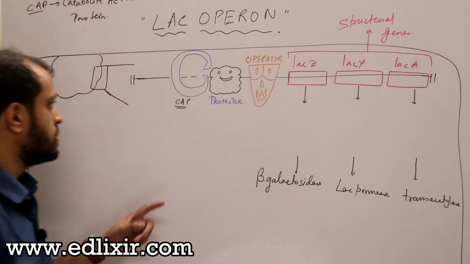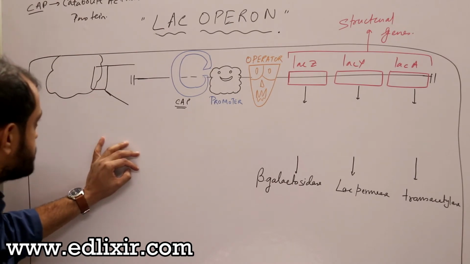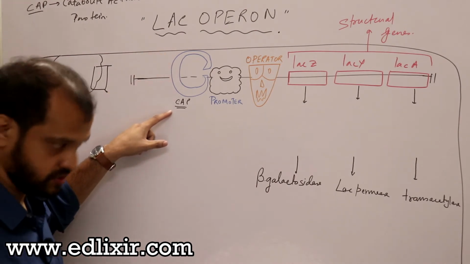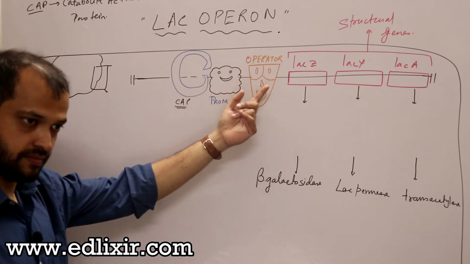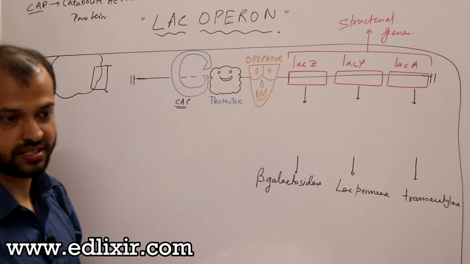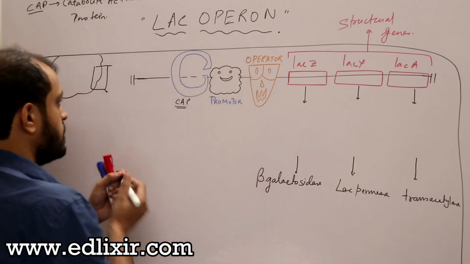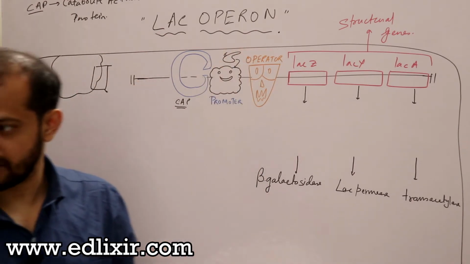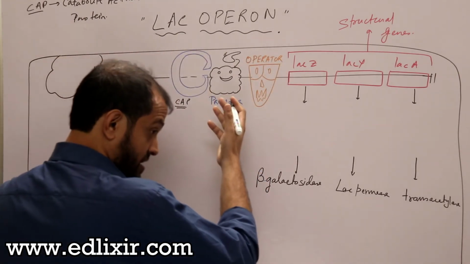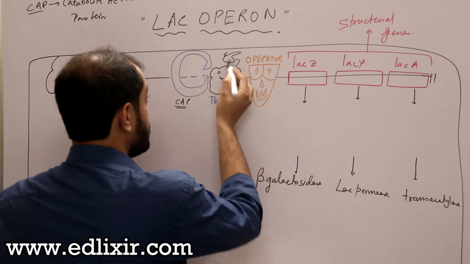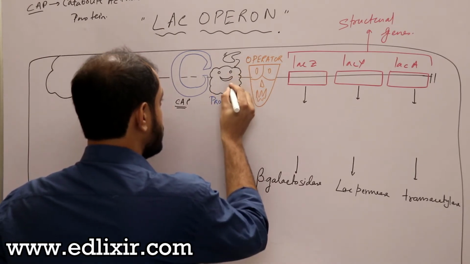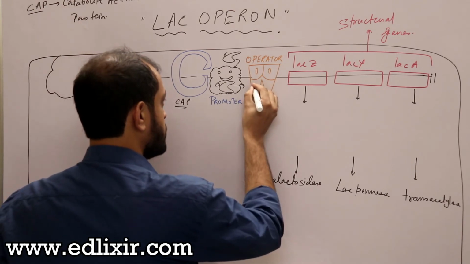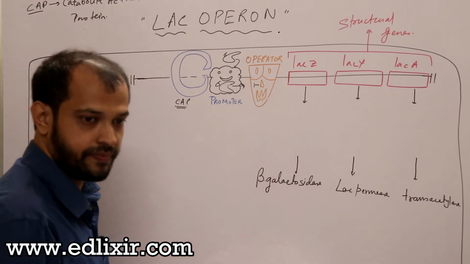Okay, now listen. The point you need to understand is that the CAP region actually helps in transcription. How, we will talk about that. The operator inhibits transcription and the promoter is the area where RNA polymerase sits. RNA polymerase will sit here together with sigma. We already discussed in transcription, what is the role of sigma? What is the role of RNA polymerase? RNA polymerase sits in the promoter and will try to move, but there is an inhibition in the operator. Clear?